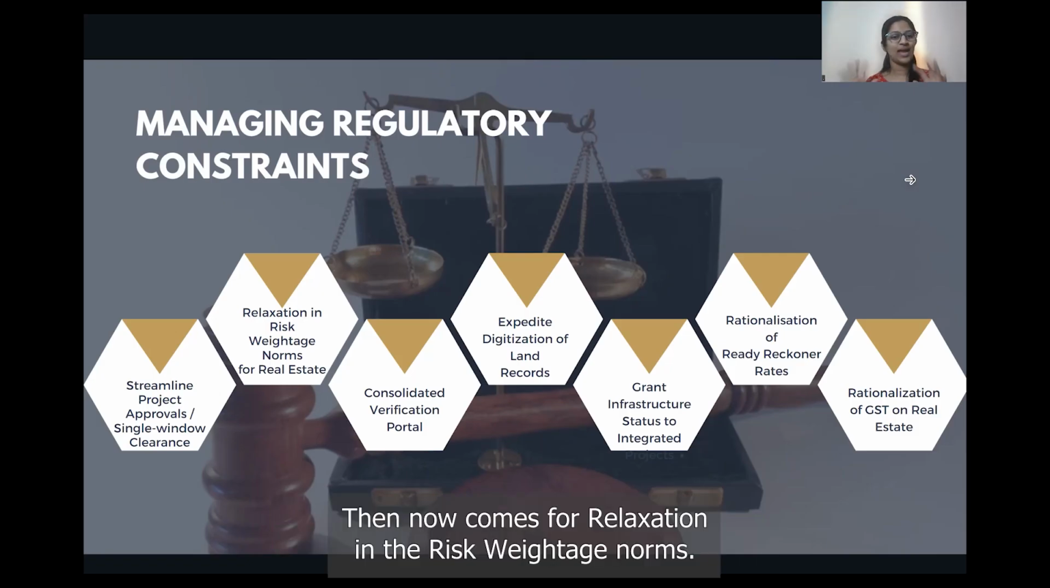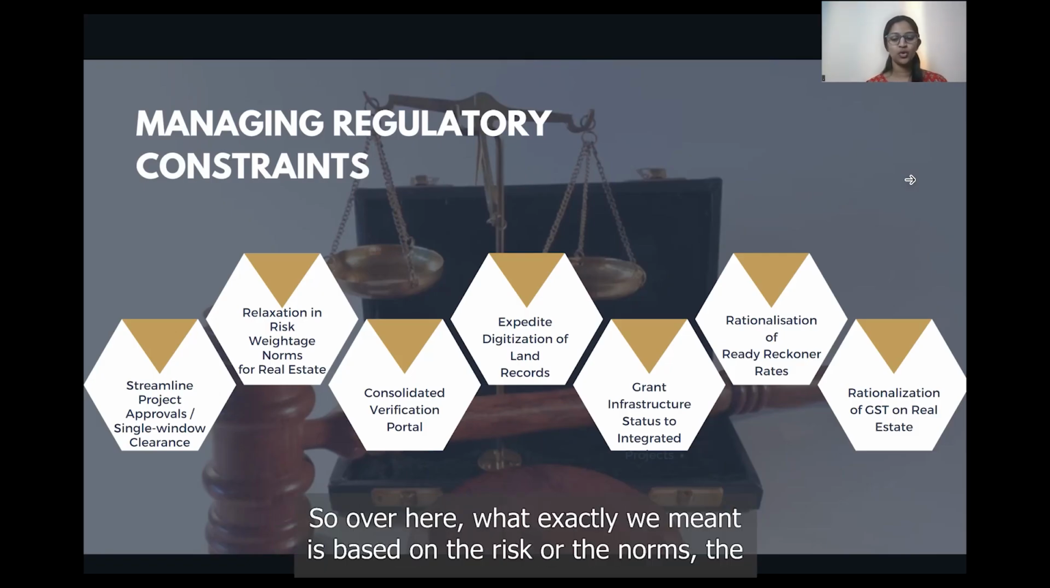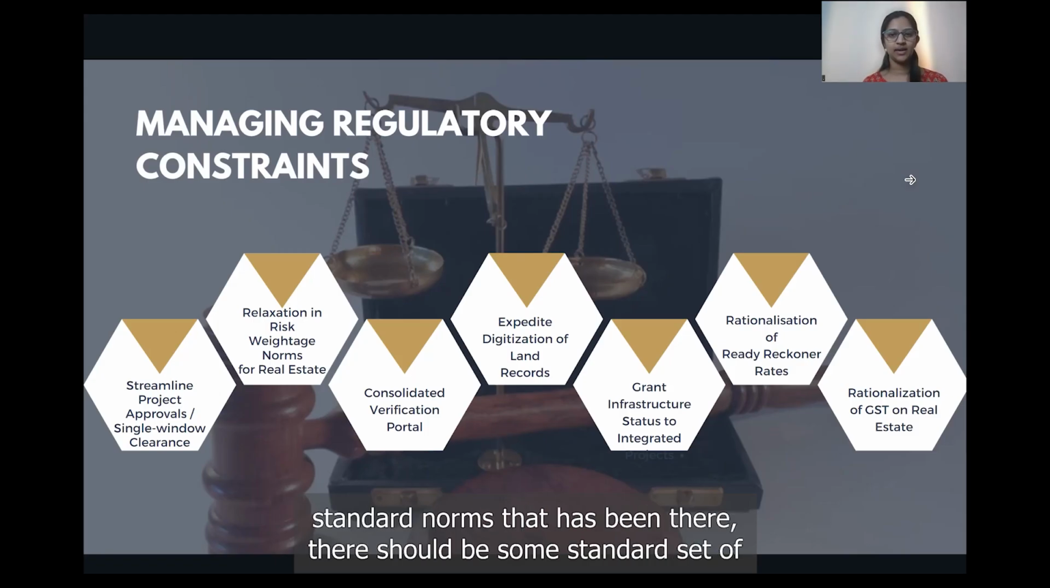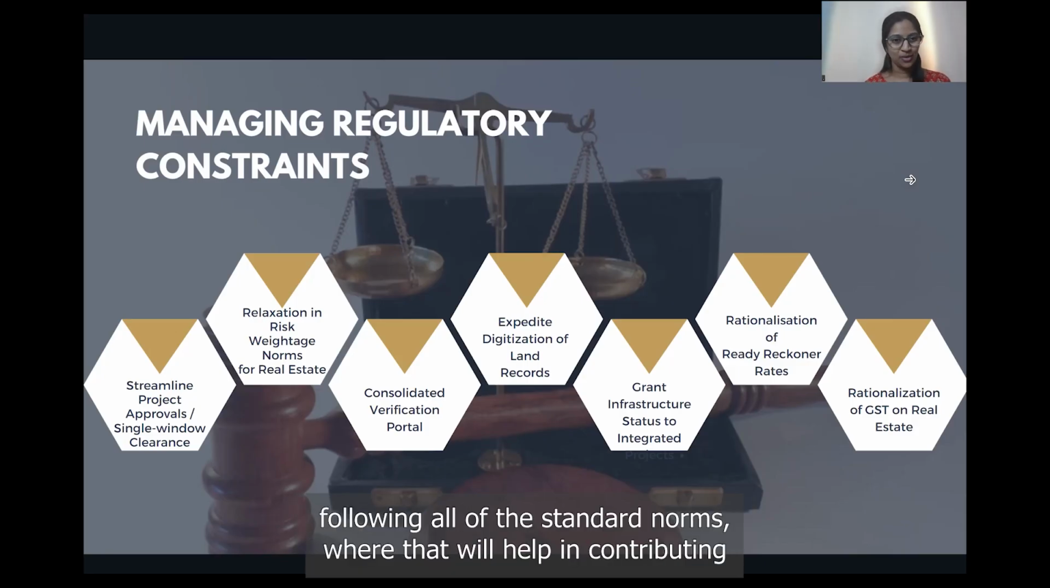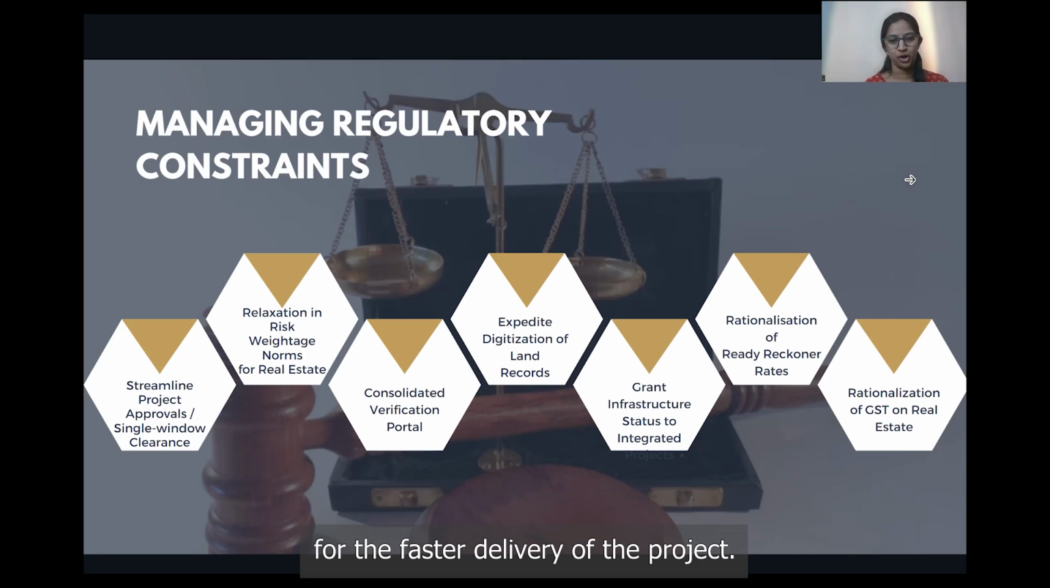Then comes relaxation of the risk weightage norms. What exactly we meant here is that, based on the risk or the standard norms that have been there, there should be a standard set of norms followed, which will help in contributing to faster delivery of the project.